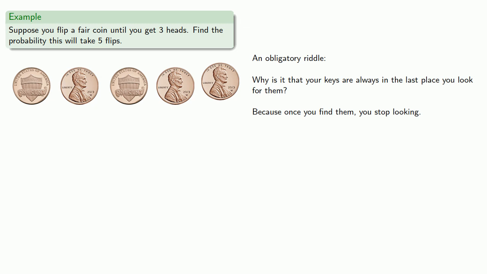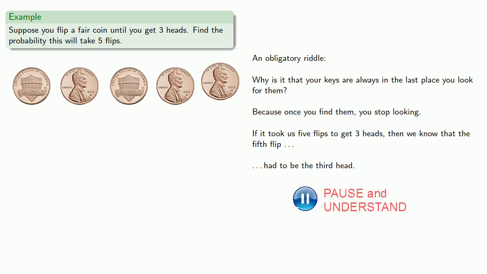And this is an important idea to keep in mind when looking at these negative binomial probabilities. If it took us 5 flips to get 3 heads, then we know that the 5th flip had to be the 3rd head.